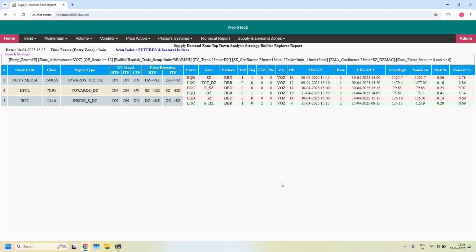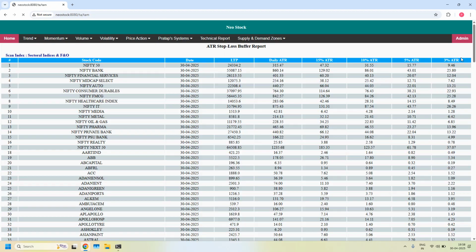And in the final report, let us generate stop buffers based on daily ATR. All these are the stop buffers. And the first 17 in this list are indices, remaining all are equity stocks. So I am scrolling the list down. Whichever stock you want to refer to, pause the video there. Okay, I am scrolling the list down.